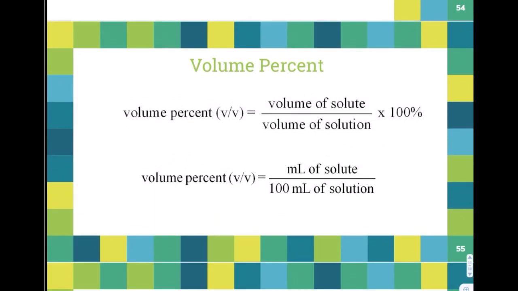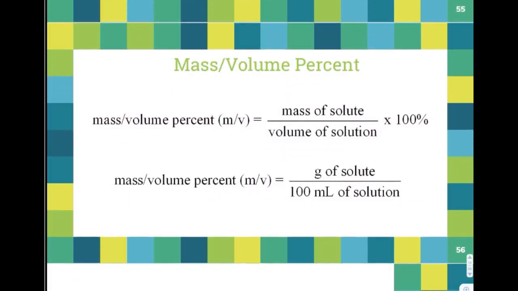Another way you can use concentration of a solution is volume percent. Same thing as the gram, except now we're talking about milliliters. So you'll use the milliliters of the solute over milliliters of solution. Assume 100 to get rid of the 100%, so use it as a conversion.